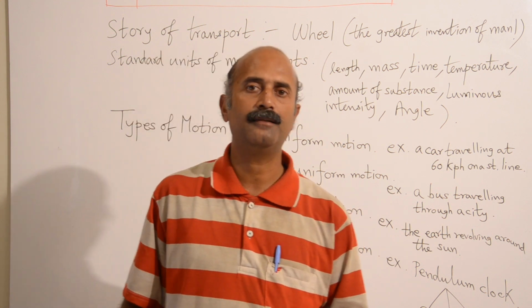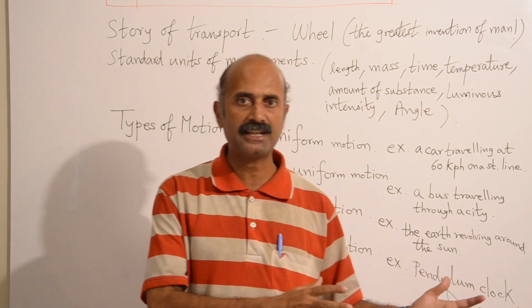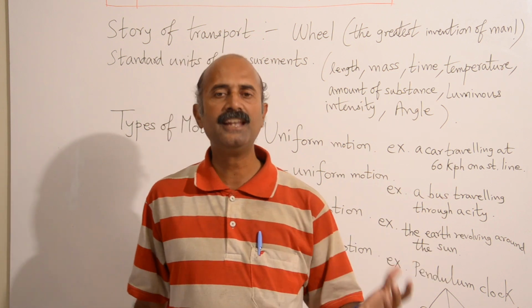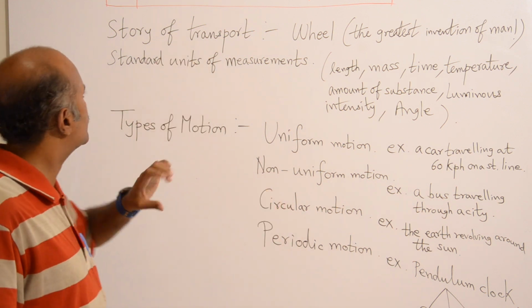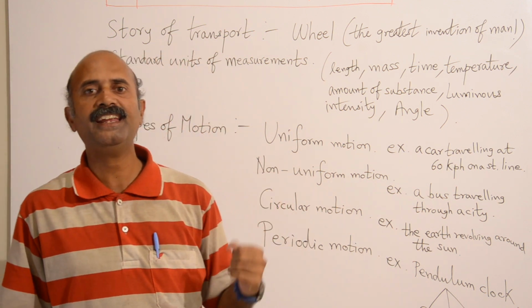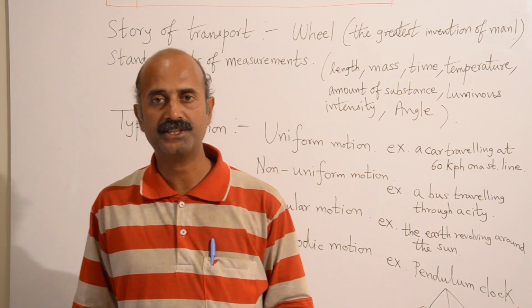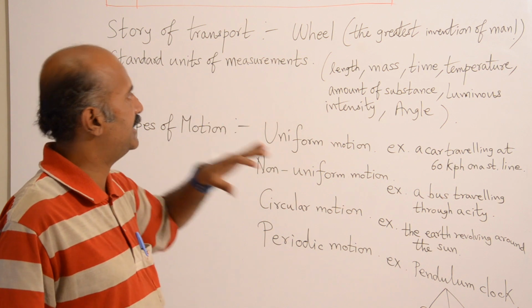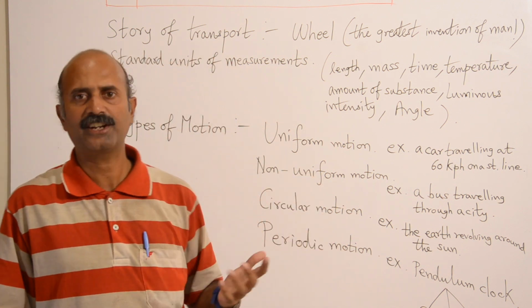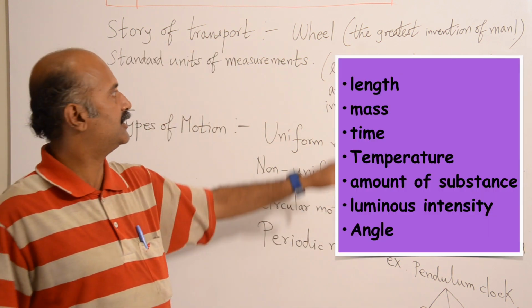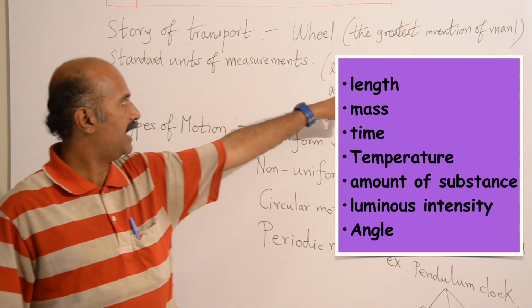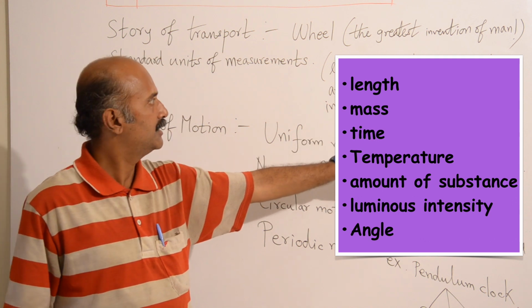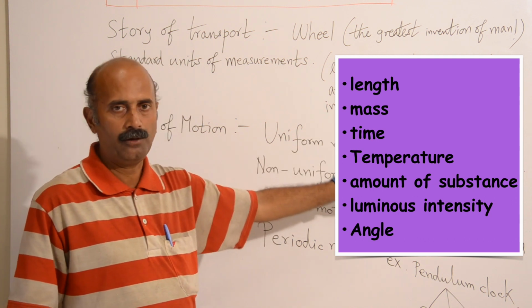So using the wheel, man has learned to really master the art of traveling and covering large distances in small quantities of time. So this brings us to a point that we need standard units of measurement for various quantities. We have 7 basic quantities in science, in physics. The 7 basic quantities are length, mass, time, temperature, amount of substance, luminous intensity, and angle.